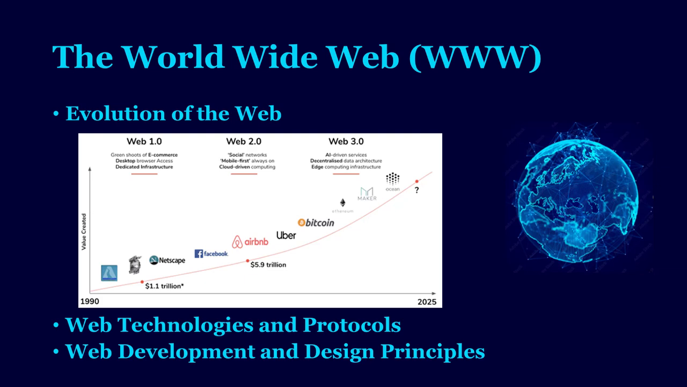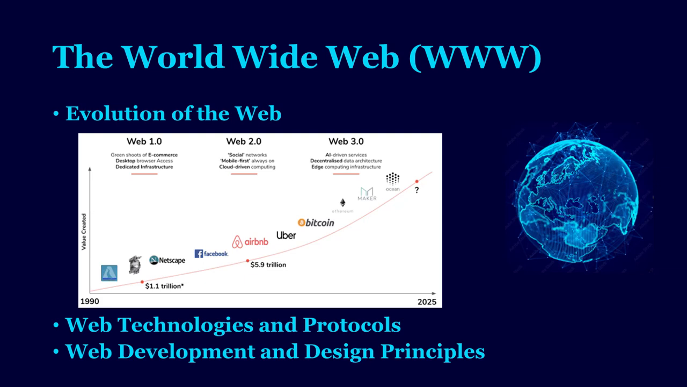The WWW has become synonymous with online information, e-commerce, social interactions, and digital services, shaping the modern landscape of communication and knowledge dissemination. The evolution of the web is a dynamic journey marked by significant technological advancements and paradigm shifts. The early days witnessed static HTML pages giving way to the dynamic and interactive capabilities introduced by JavaScript. The rise of Web 2.0 brought forth user-generated content, social media, and collaborative platforms.